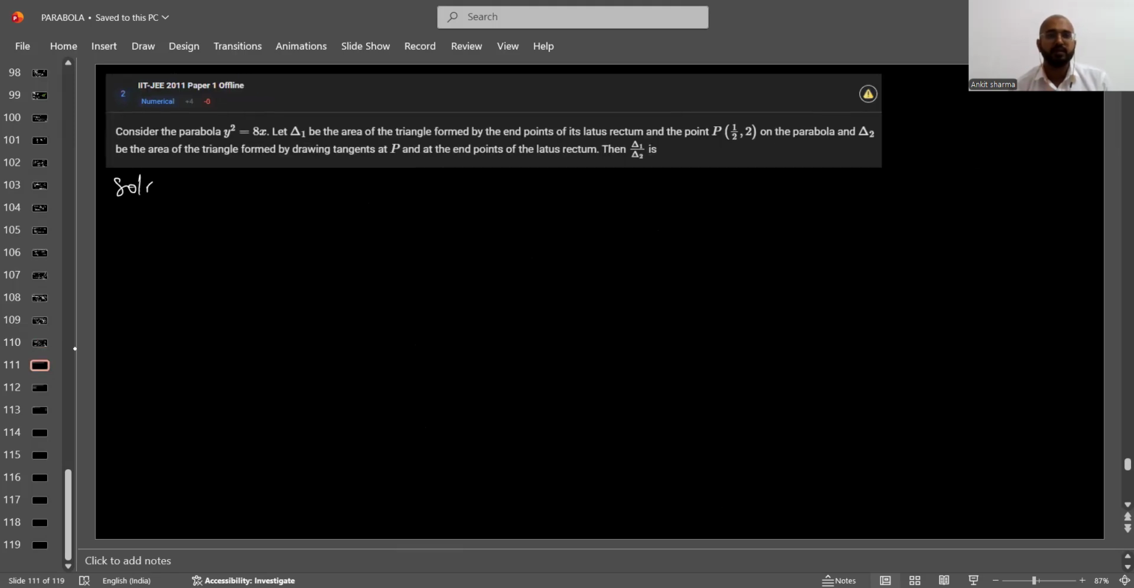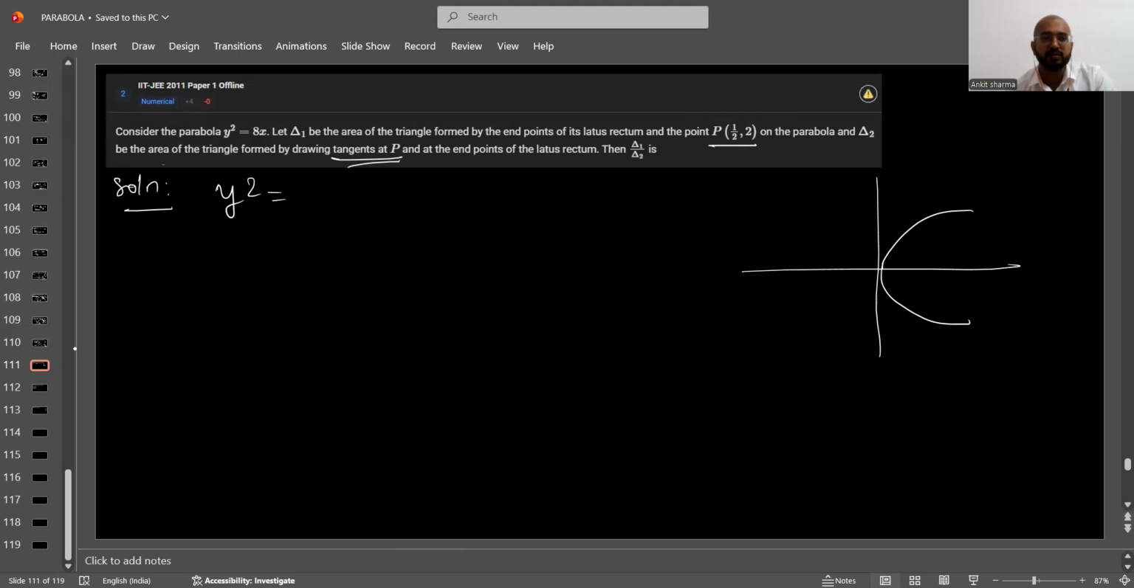Look at this. So we have the parabola y square is equal to 8x. And let delta be the area of the triangle formed by the endpoints of its latus rectum and the point P half comma half. So we need to just see the position of P. Basically, I guess this is the area of the triangle formed by tangents at P. So the point P must lie on the parabola y square is equal to 8x. That means y square is 4 is equal to 8 into x is half. So yes, that means P is here, and the latus rectum is here.